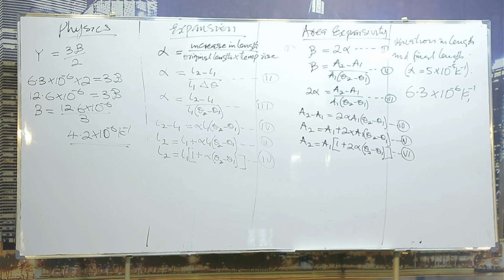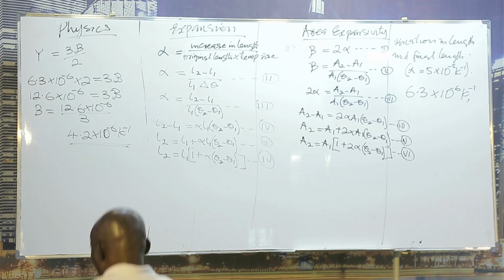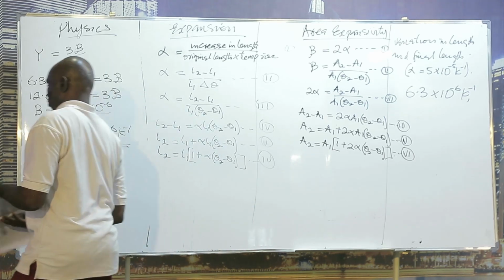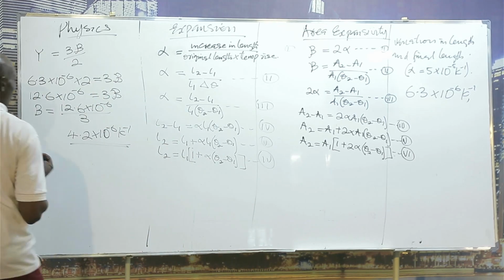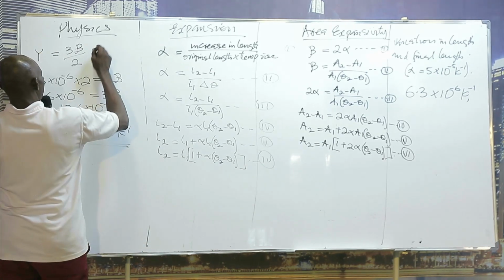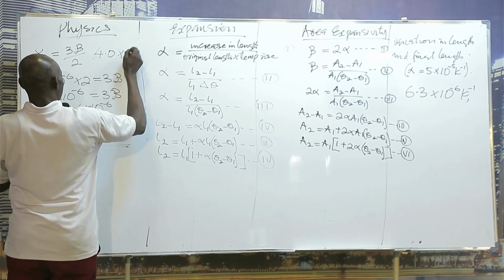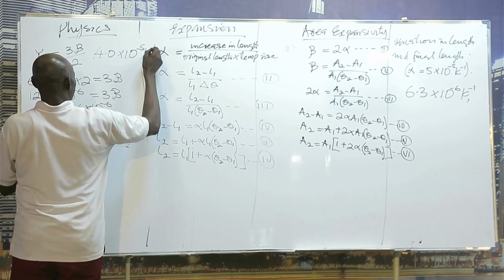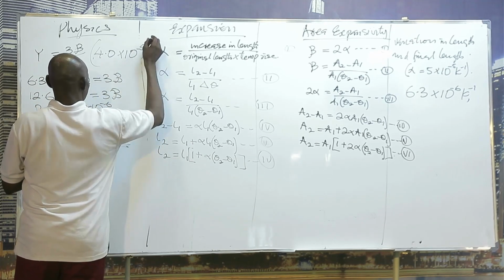In brackets, alpha, linear expansivity, which already you know as alpha. Alpha equals 4.0 times 10 to the power minus 5 per Kelvin. You close the brackets.